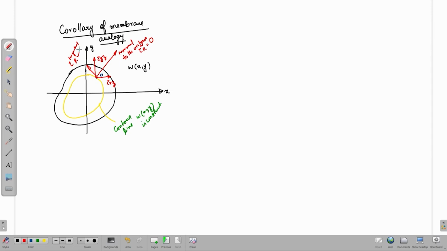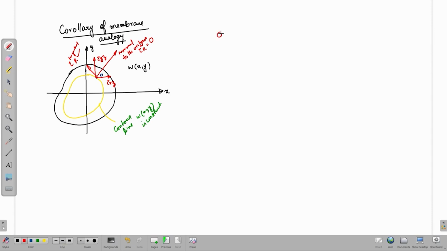And just by looking at the shape of the cross section and just by imagining an analogous membrane, we can tell what would be the value of the shear stress at that point. Now, let us prove this. Let us prove that the resultant of the shear stress is in the tangential direction.